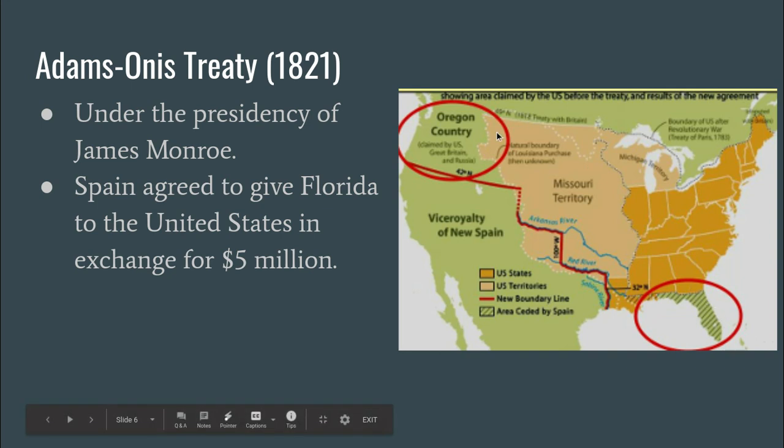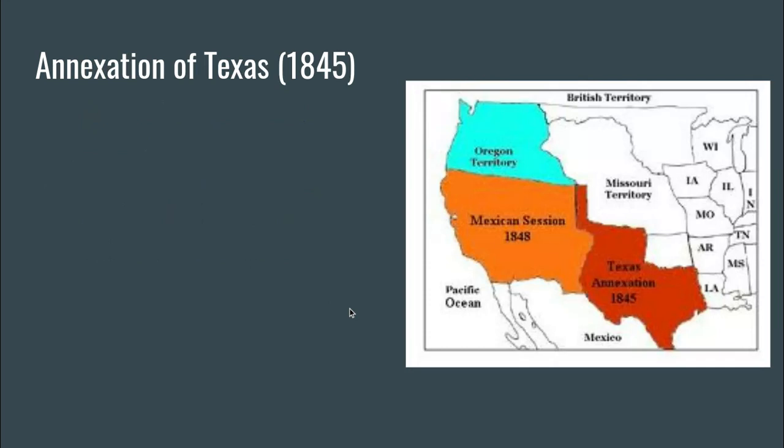And in the Adams-Onis Treaty, Spain gave up its claim to the Oregon country as well. So now we just had the United States, Great Britain, and Russia claiming it. And then in 1845, we have the annexation of Texas, where Texas officially becomes a state after 9 years of independence, of being its own country. The goal was always for Texas to be part of the United States.